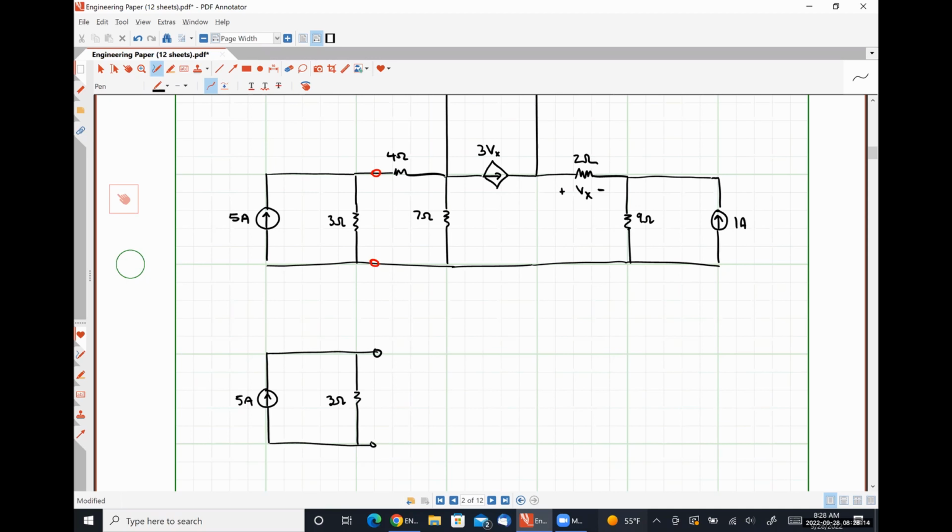what can I replace this with? A 15-volt voltage source. Anything else that comes along with it? A 3-ohm resistor in series. Does it remotely matter what order I put these elements in? Not at all. Okay.